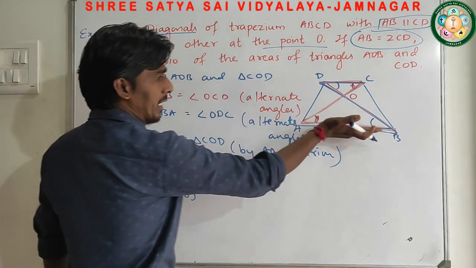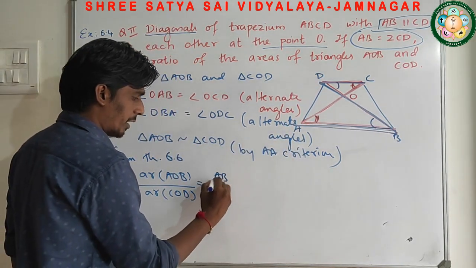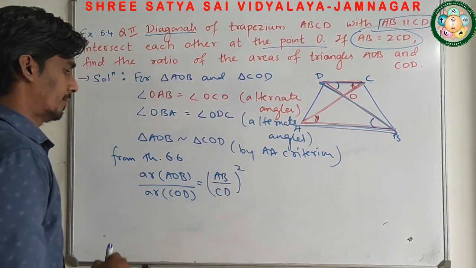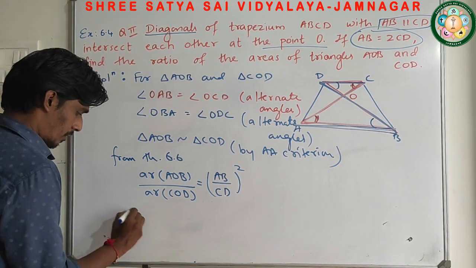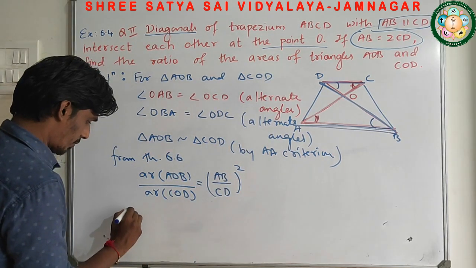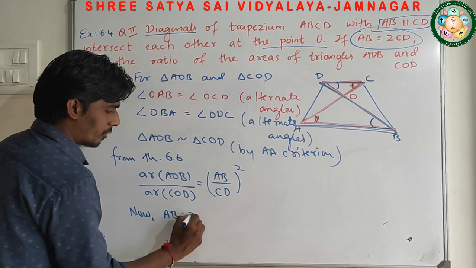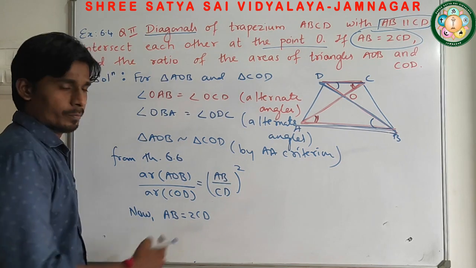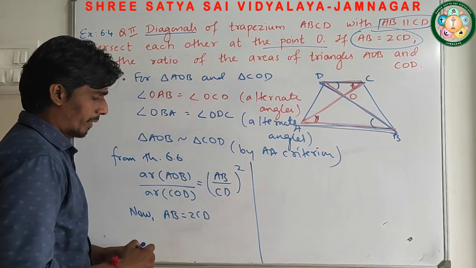So which side am I going to take? AB corresponds to CD. For the bigger triangle it's AB, for the smaller triangle it's CD, whole square. Now here it is given that AB is equal to what? 2CD. I am going to replace the value of AB by 2CD. Where there is AB, what will I put in its place? 2CD.